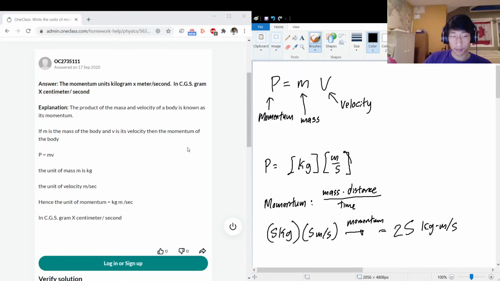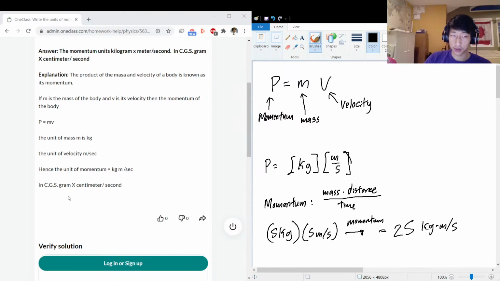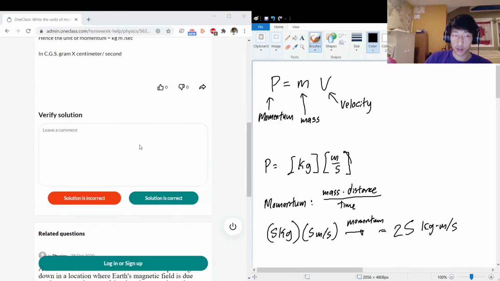But yeah, you could also use grams or whatever other types of measurements or units that you want to use for mass, distance, and time. Whatever floats your boat, as long as you keep track of what units that you use. So the above solution is correct. Cool.